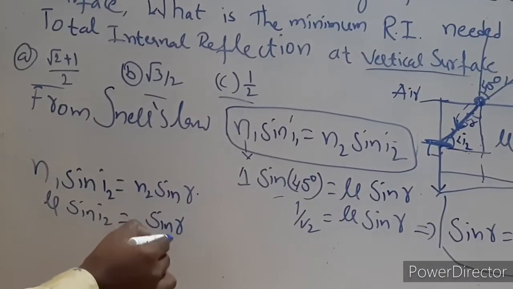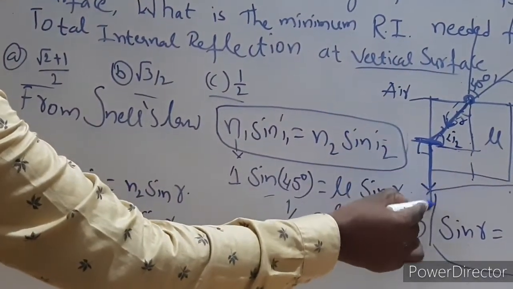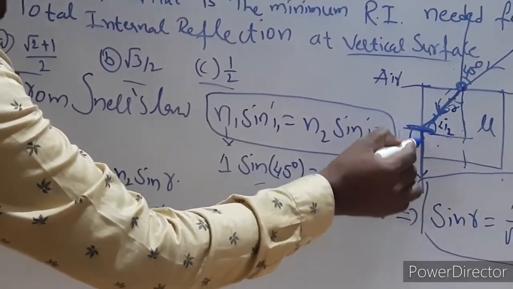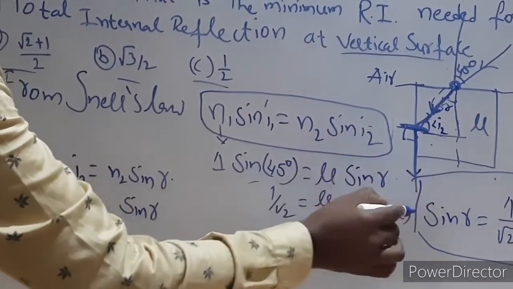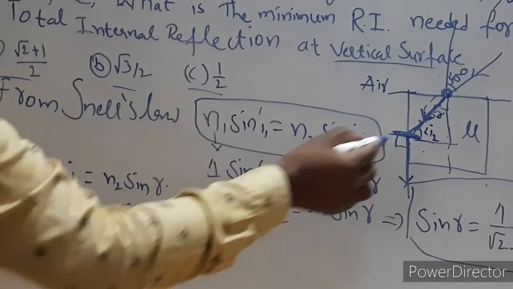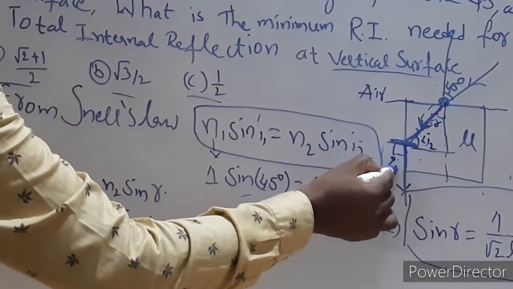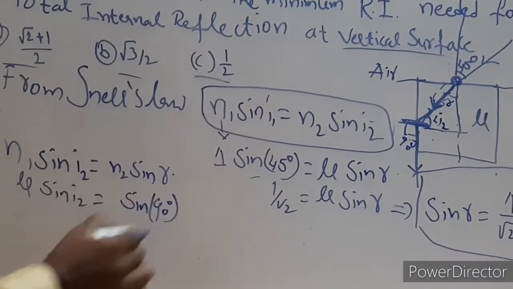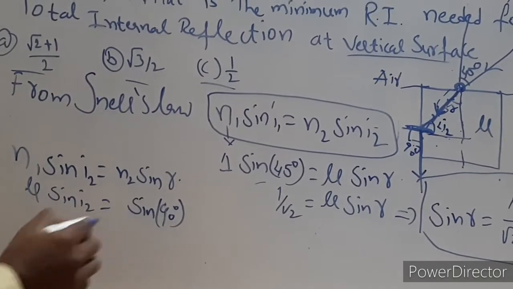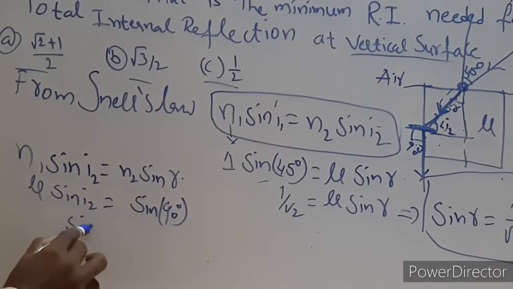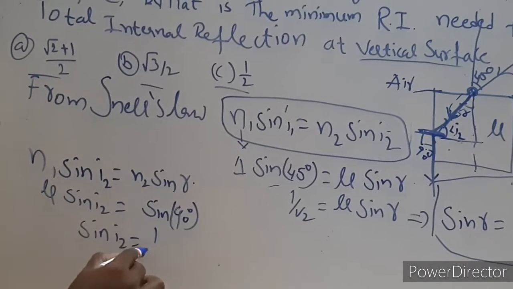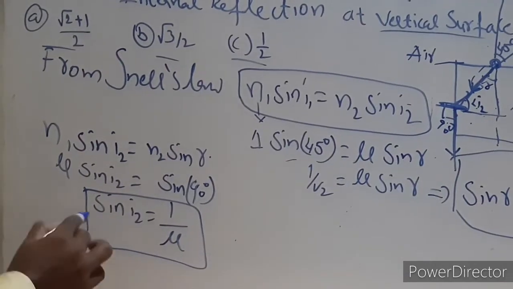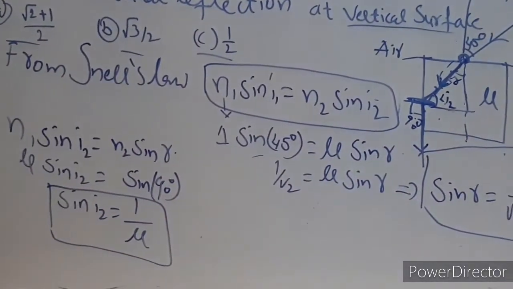Here the refracted angle will become 90 degrees, because to have total internal reflection the ray must undergo the critical angle. So if it is the critical angle, then here it is 90 degrees. So in place of r I am writing 90 degrees. Sine 90 is 1, so I have sine i2 equal to 1 by mu. This is from the second refraction at the vertical surface.